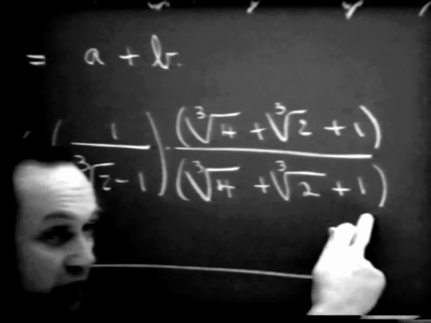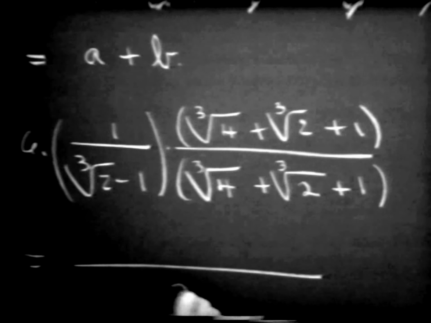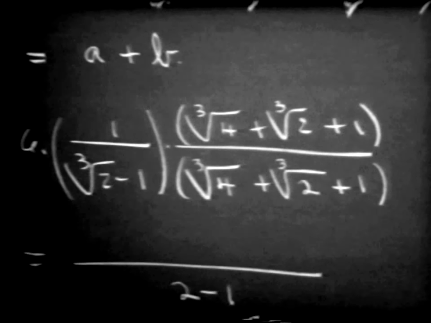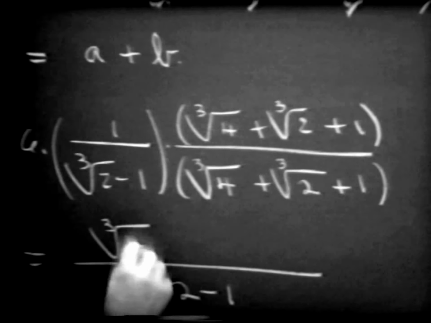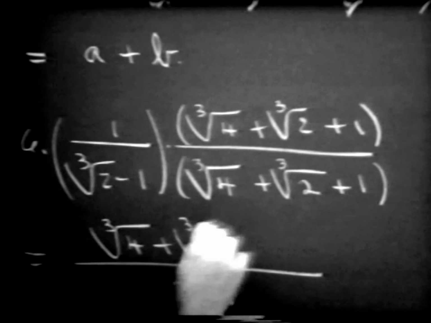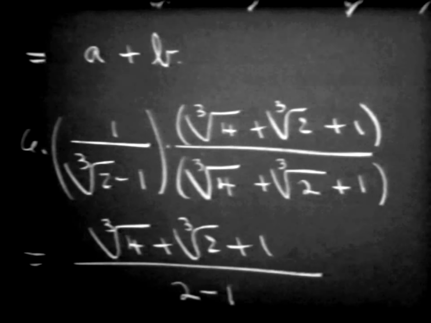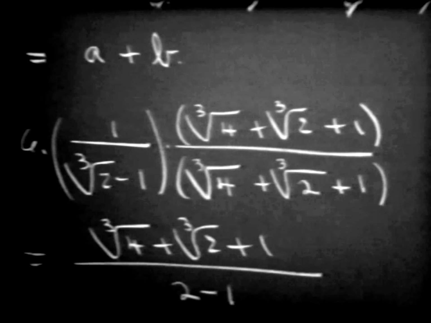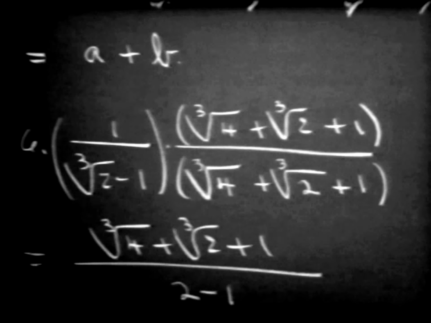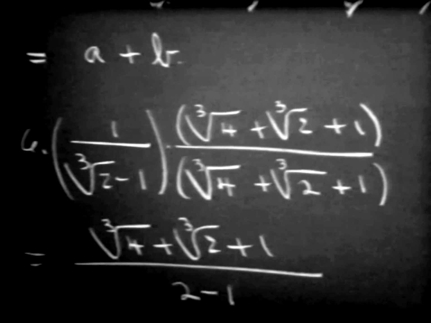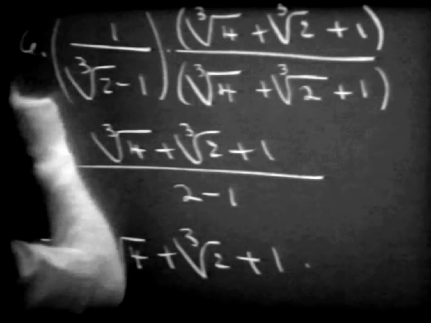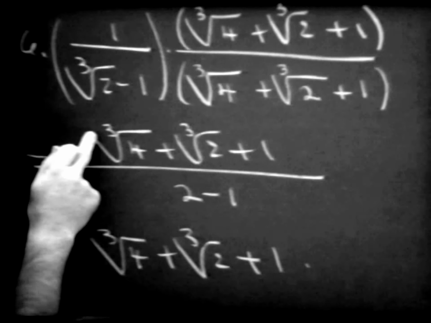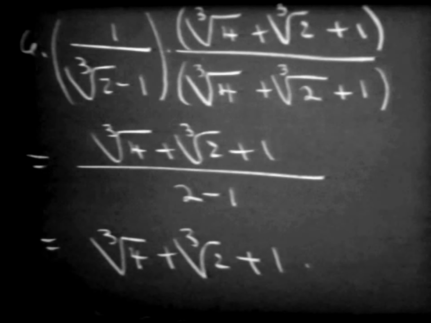Malcolm? 2 minus 1. 2 minus 1. Very good. Of course, 2 minus 1 is the number 1. In the numerator, it's 1 times all of this, which is all of that, plus the cube root of 2 plus 1. And of course, this all then simplifies simply to the cube root of 4 plus the cube root of 2 plus 1. And that then would be the most simple name for this original expression as we have right here. Okay?